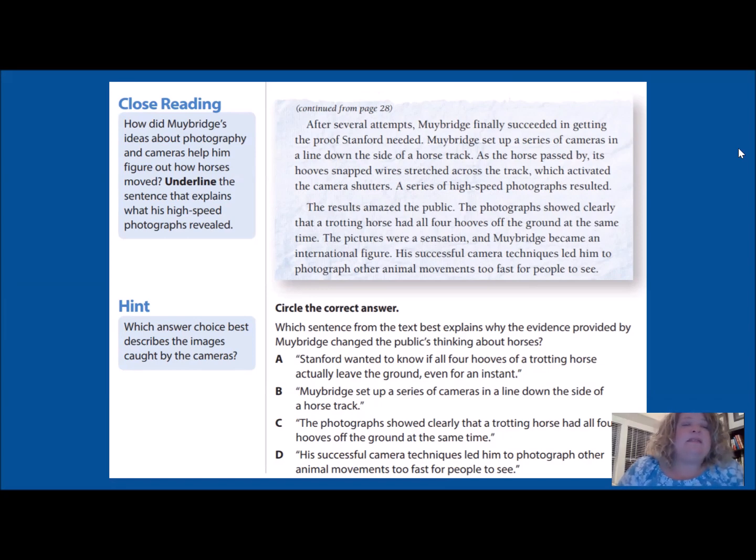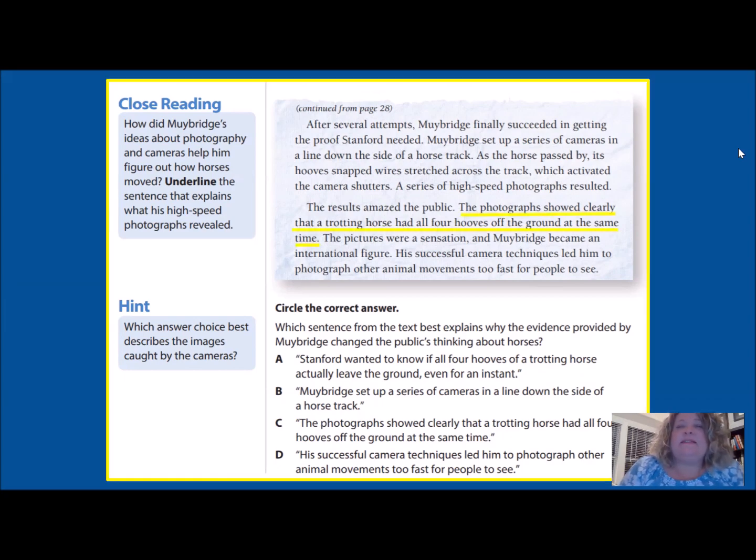Okay, so I want to go back and I want to underline the sentence that explains what the high-speed photographs revealed. So I want you to see if you can find that sentence. All right, so did you find the second sentence in the second paragraph? The photographs showed clearly that a trotting horse had all four hooves off the ground at the same time. All right, so that is the sentence that explained what the photographs revealed.